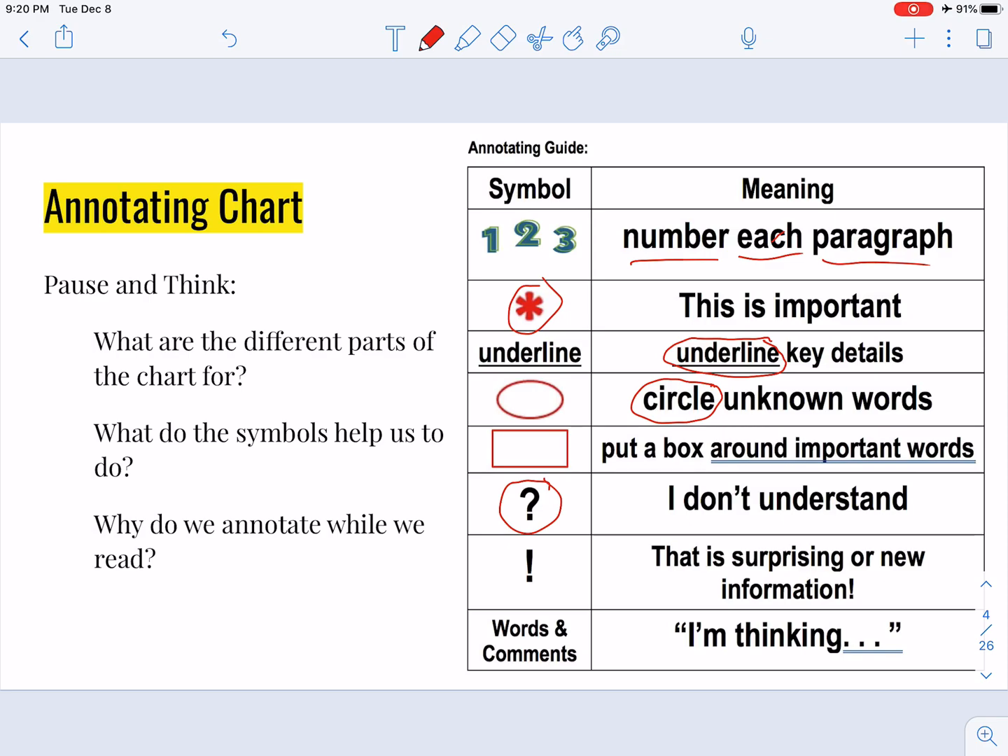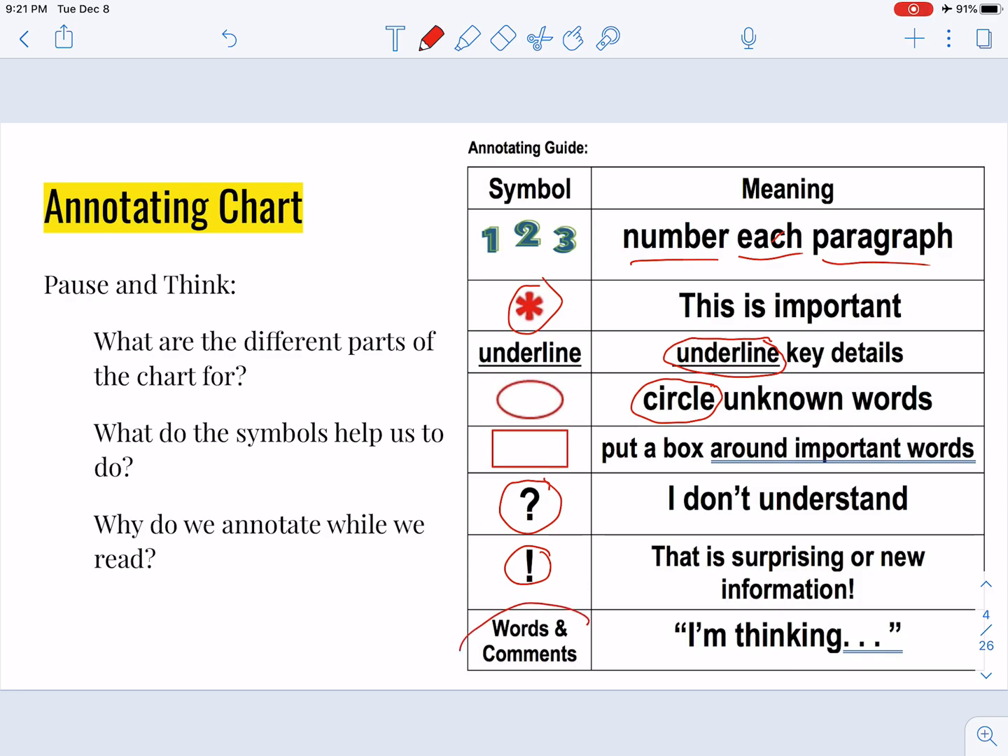Then we have our exclamation point. This is for when we see something that is either surprising or we think this is new information. So if we've read a whole bunch of articles about the same topic and now suddenly we're finding a new fact, we might use an exclamation point.